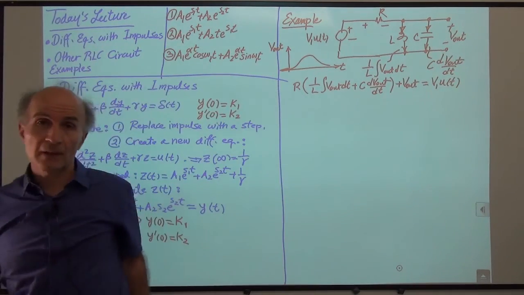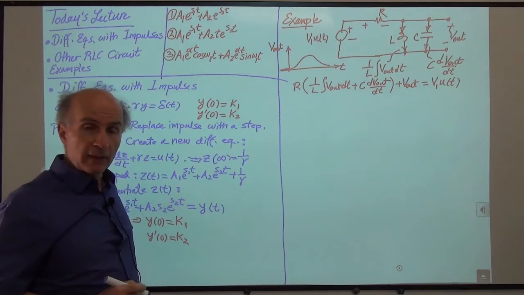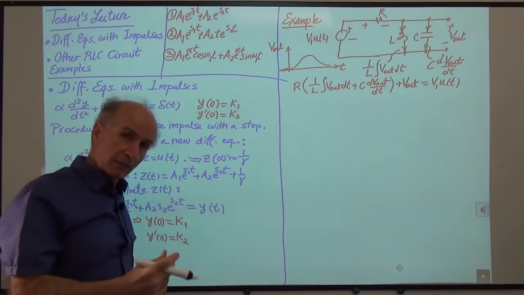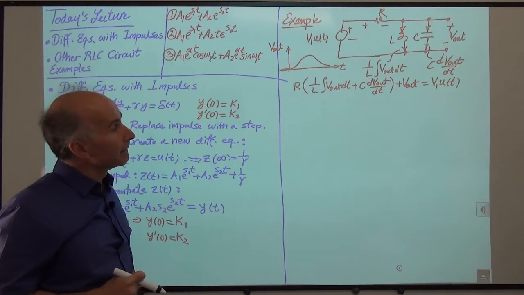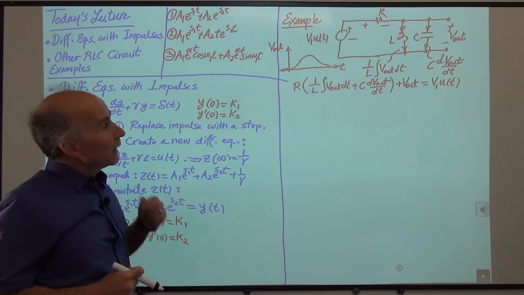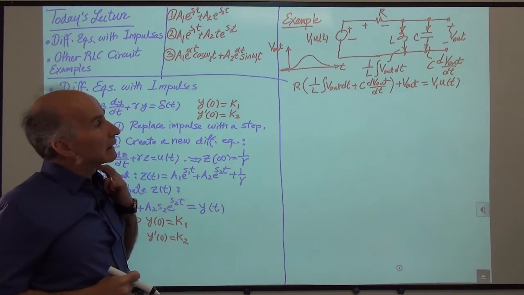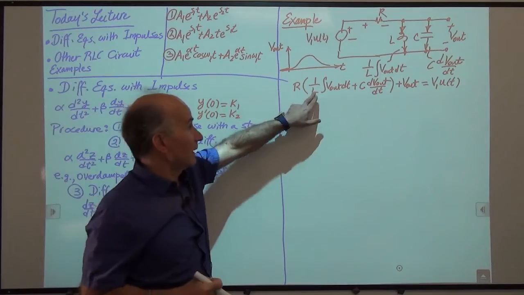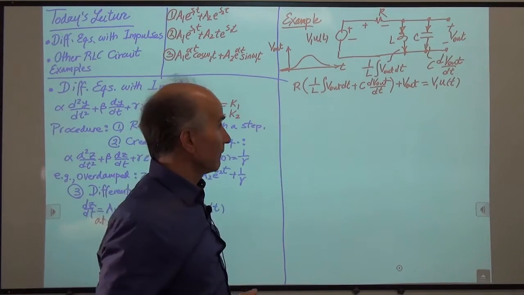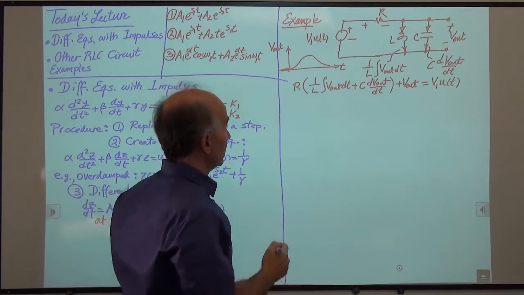Okay, so this is the equation governing the behavior of the circuit as far as V out is concerned. All right, so we have to differentiate both sides because we have this integral here. That's a fact of life. We have to live with it. So let's go ahead and do that.